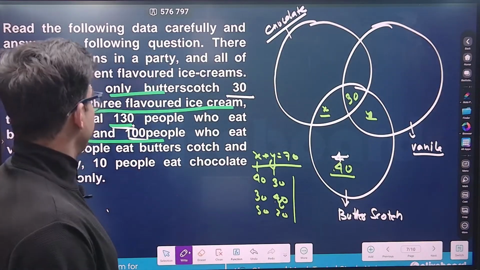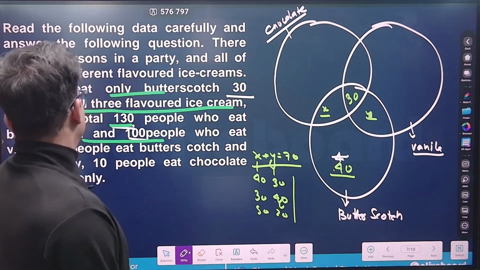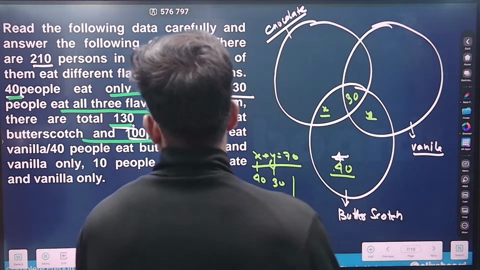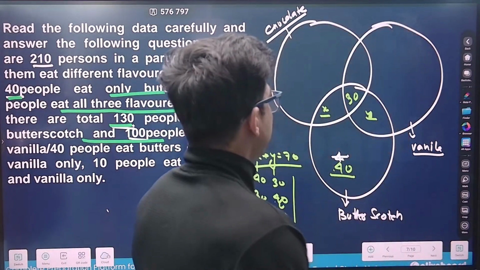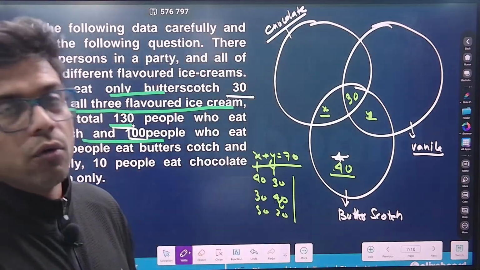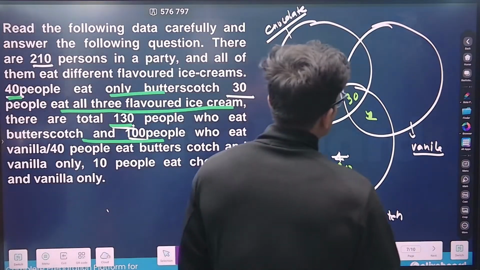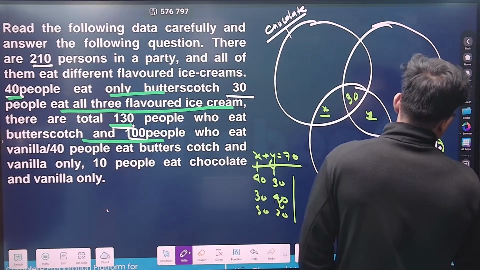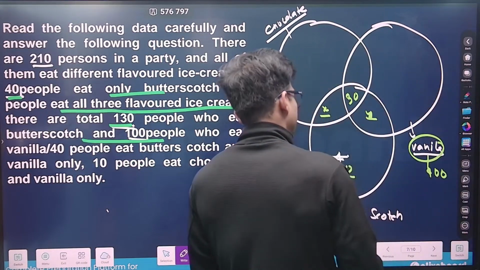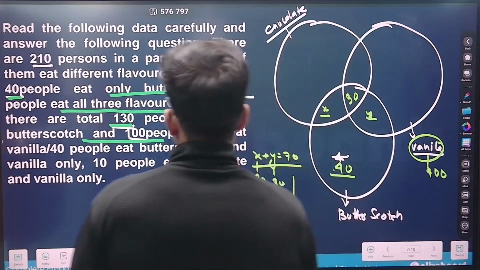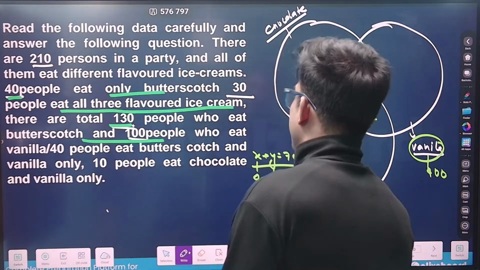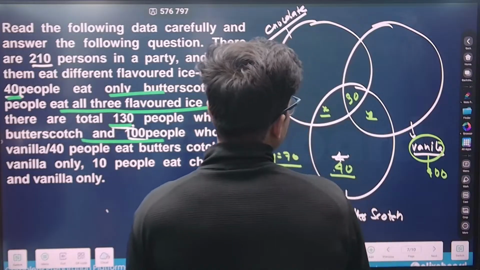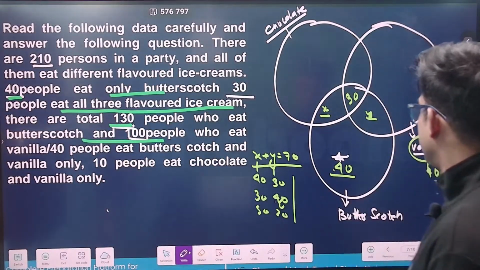Okay. Now 100 people eat vanilla. Now 100 people are eating the vanilla. So basically the whole of the vanilla part, this whole part is basically 100. This whole vanilla is giving me 100. And 30 is given to us. Okay. 40 people eat butterscotch and vanilla. Okay. 40 people eat butterscotch and vanilla.